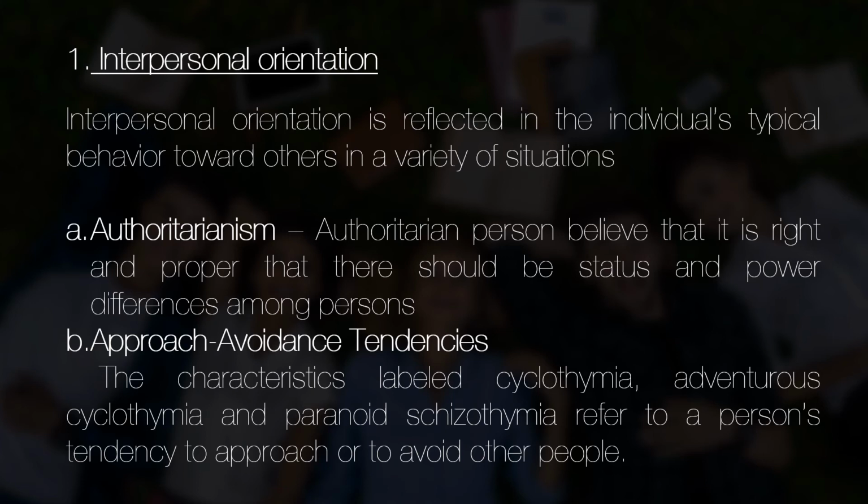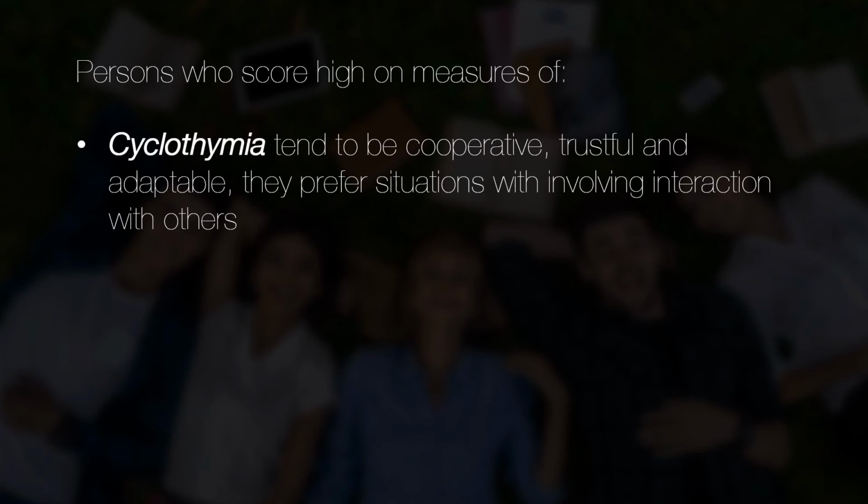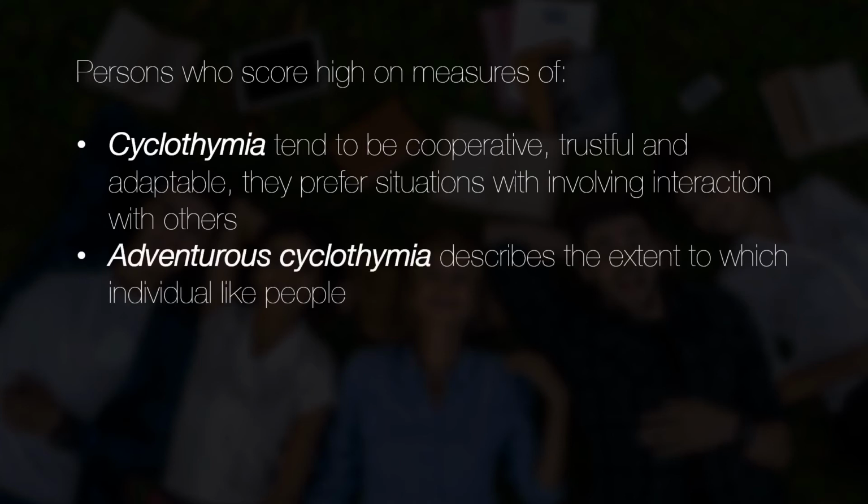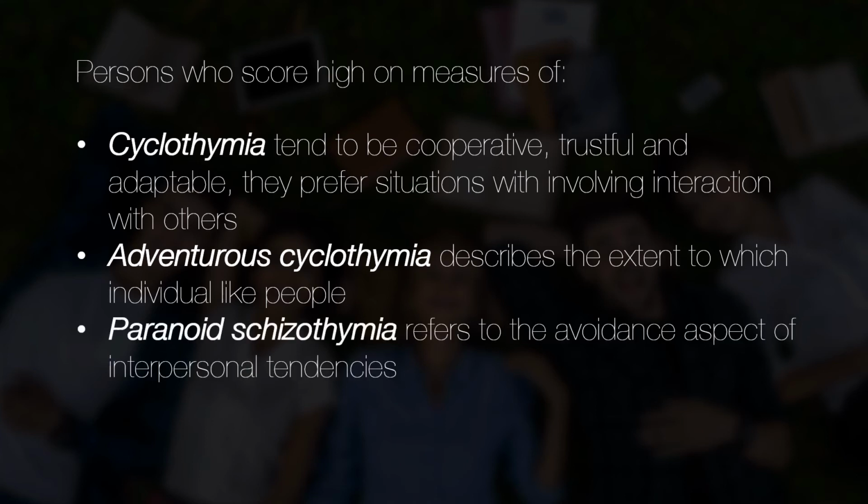The characteristics labeled cyclothymia, adventurous cyclothymia, and paranoid schizothymia refer to a person's tendency to approach or to avoid other people. A person who scores high on a measure of cyclothymia tends to be cooperative, trustful, and adaptable. They prefer situations involving interaction with others. And adventurous cyclothymia describes the extent to which an individual likes people. And paranoid schizothymia refers to the avoidance aspects of interpersonal tendencies.